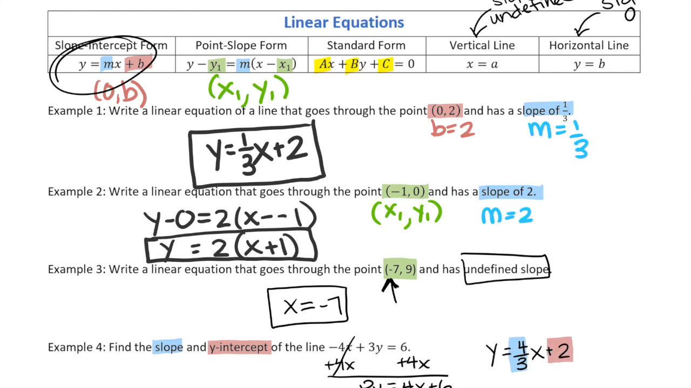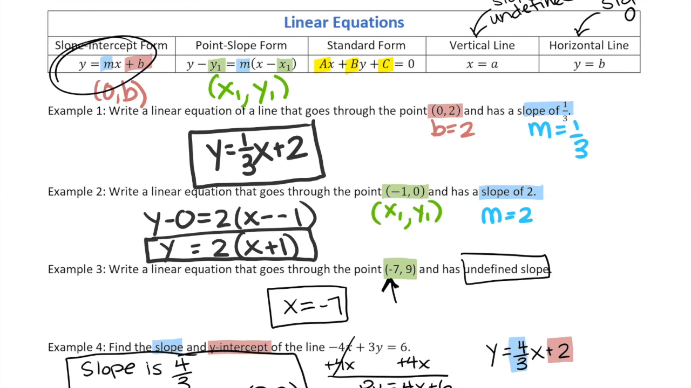So the slope is 4/3, positive 4/3, and the y-intercept is the point 0, b, so 0, 2 in this case. So we found both of those pieces of information.